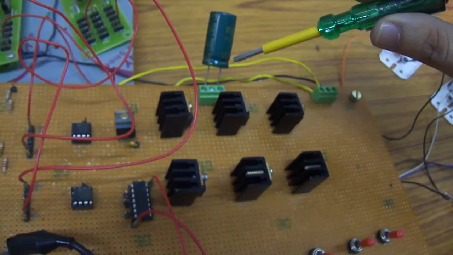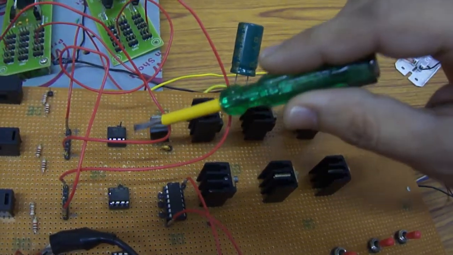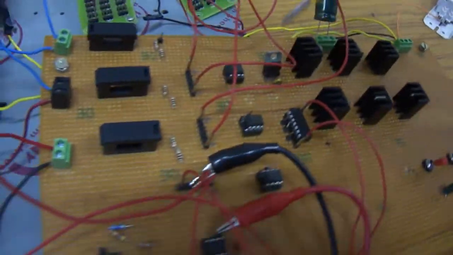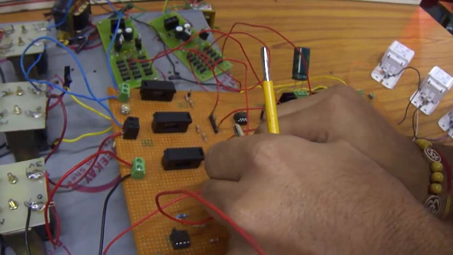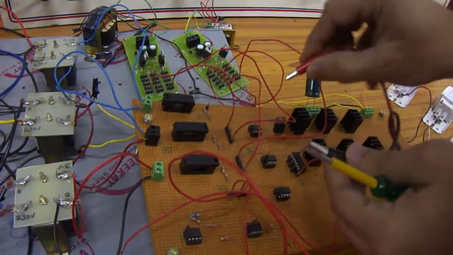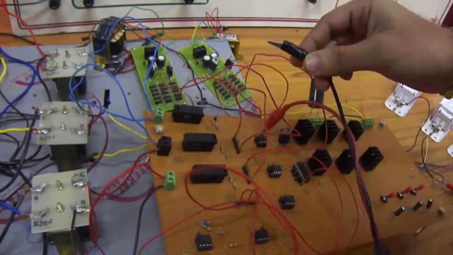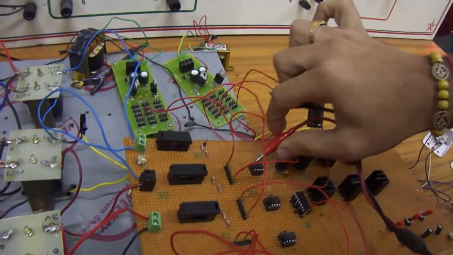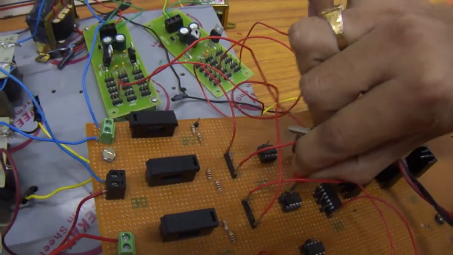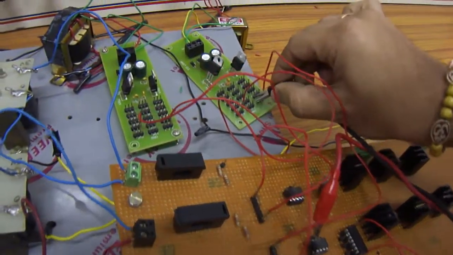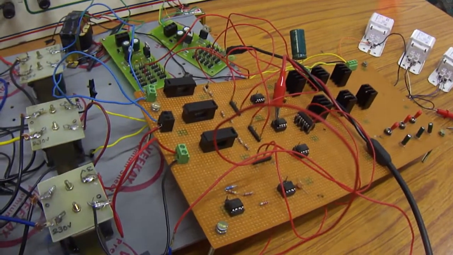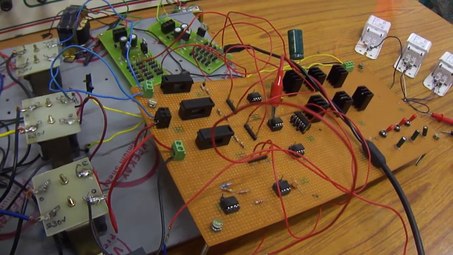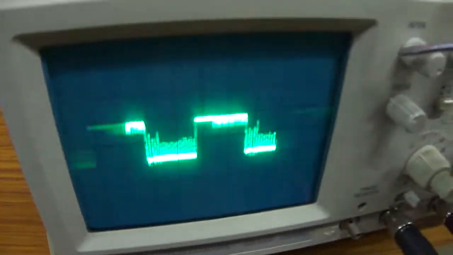Now we observe the pulses in CRO. I will show you the pulses. These are the pulses obtained in my comparator.